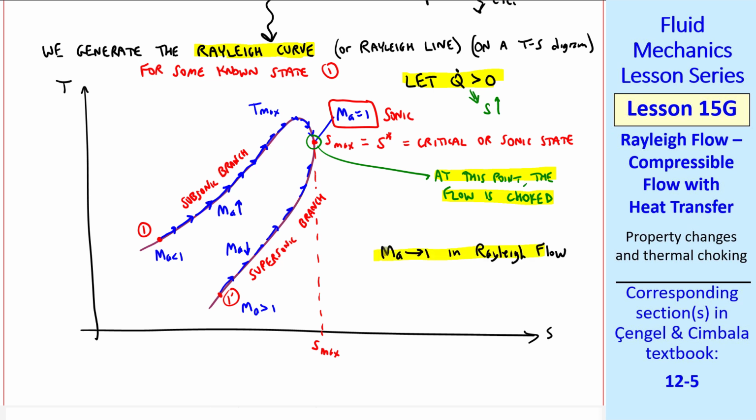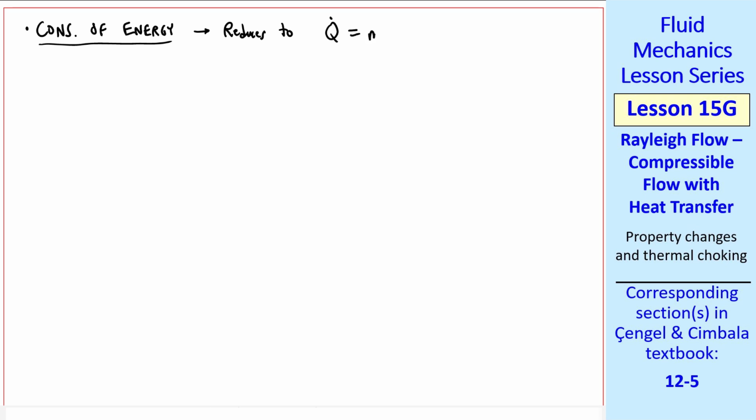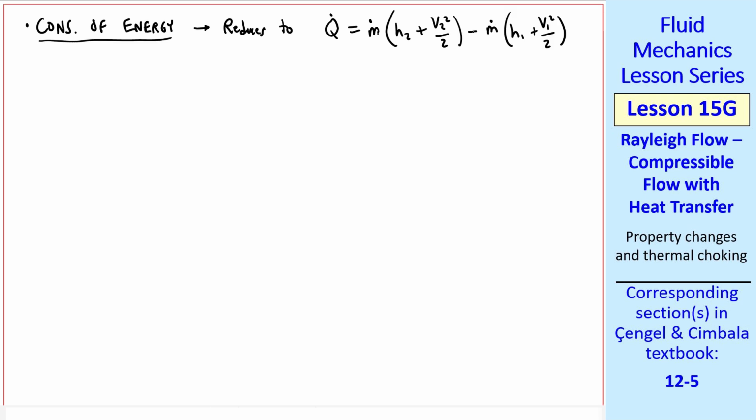We conclude that Mach number approaches 1 in Rayleigh flow, regardless of which branch we're dealing with, subsonic or supersonic, when we add heat. Now let's consider conservation of energy. Without writing it all out, it reduces to Q dot equals m dot times (H2 plus V2 squared over 2), where H is the specific enthalpy, minus m dot times (H1 plus V1 squared over 2). We recognize this as H naught 2, the specific stagnation enthalpy, and this as H naught 1.